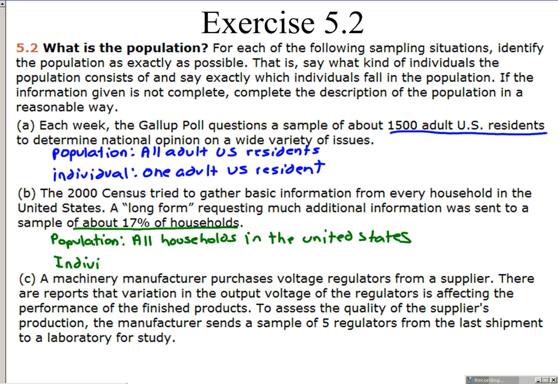An individual member of that population would be one U.S. household.